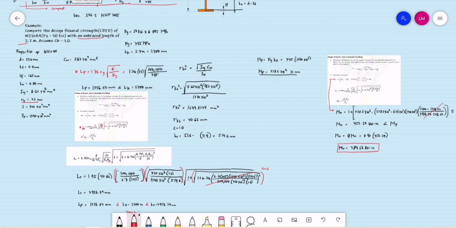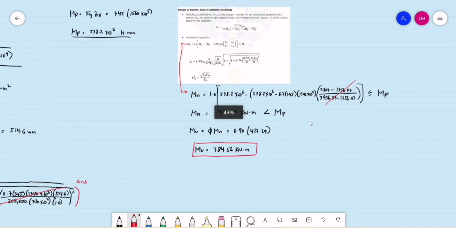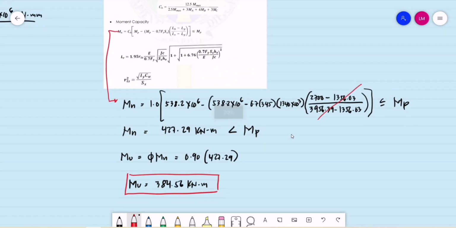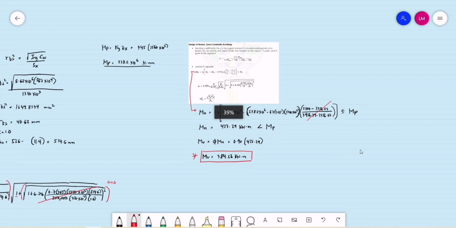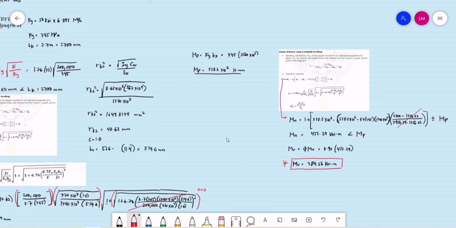Just a little correction regarding my grouping symbols. We should place a close parenthesis here. But again, the answer will be 384.56 kilonewton meter. So this will be our solution for this example.